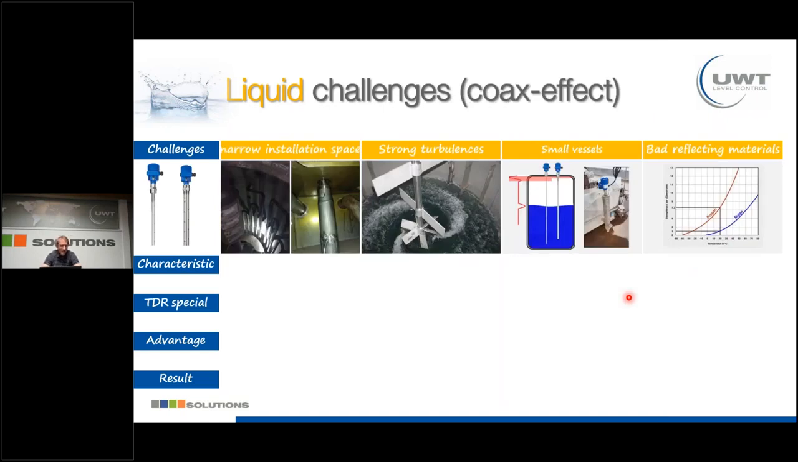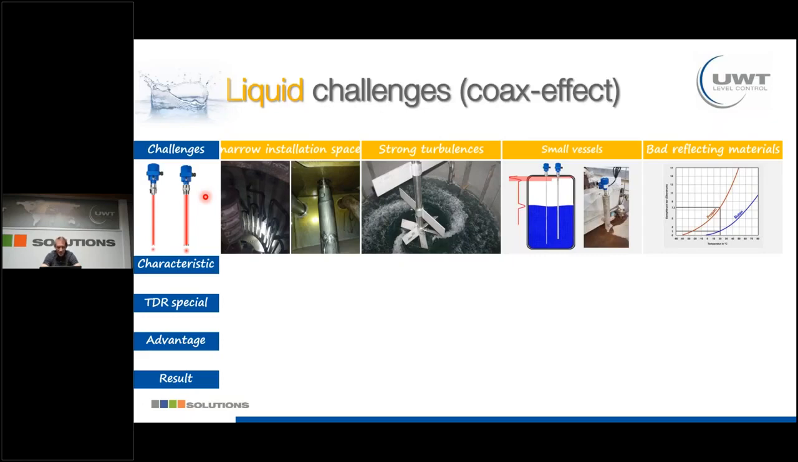Now let's move on to liquid applications, which we can solve with a special type of probe, the coax probe, and also talk a little bit about the coax effect. The basic advantage of this coaxial probe, as you can see here on the right side, is that the energy is really focused inside this coax tube. So it does not spread around 500 millimeters, but is focused inside this tube.